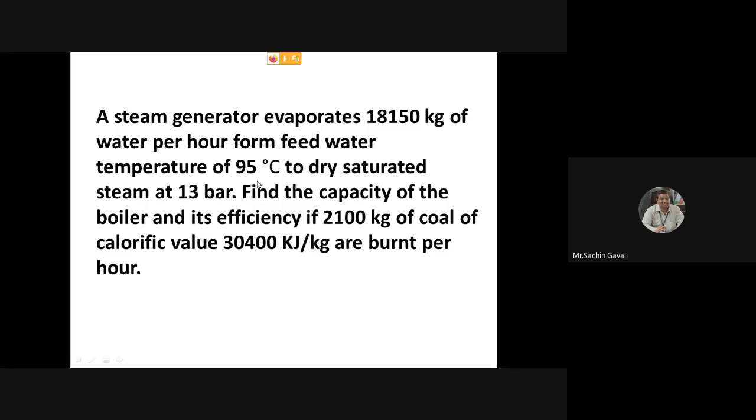I have taken this numerical from the question papers. This numerical has been asked one or two times. So whether you can solve it, if anybody can solve, then write yes and start solving. If anybody has a problem, ask me the problem.